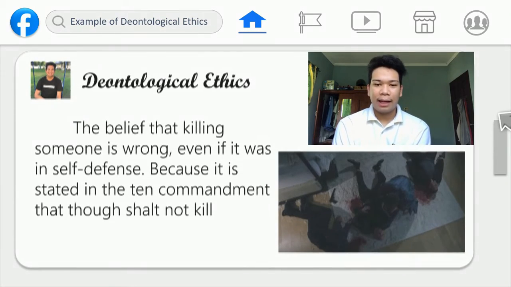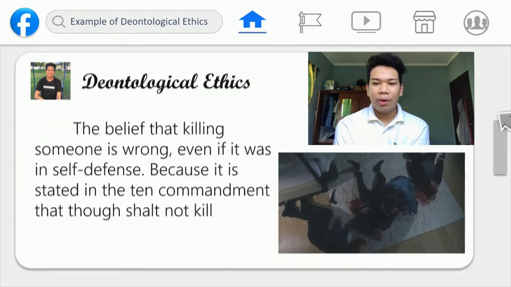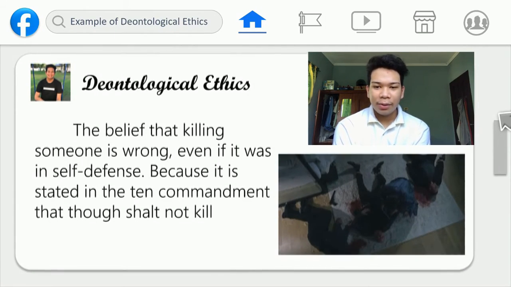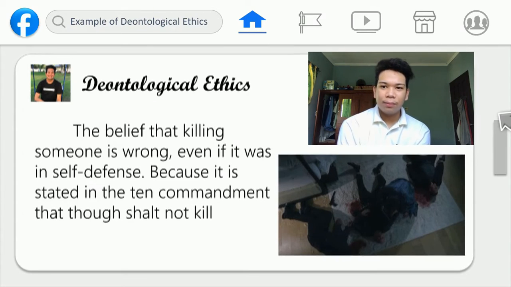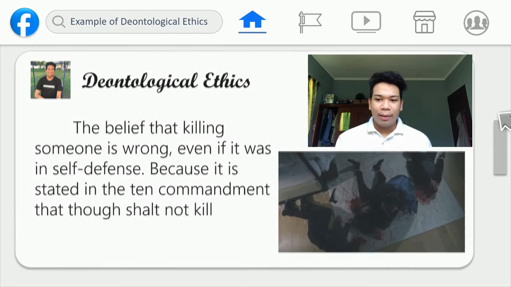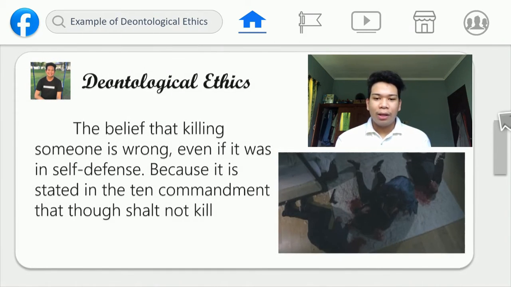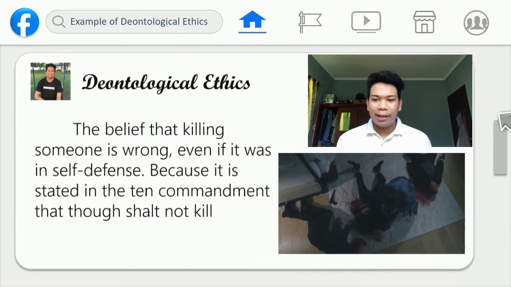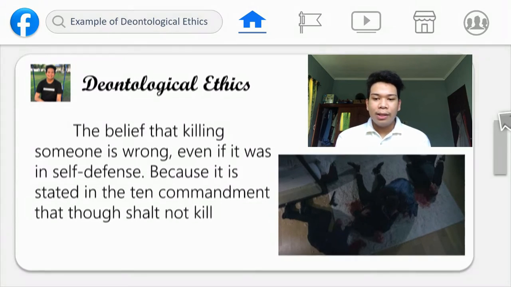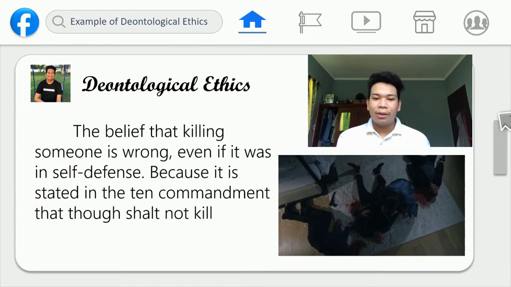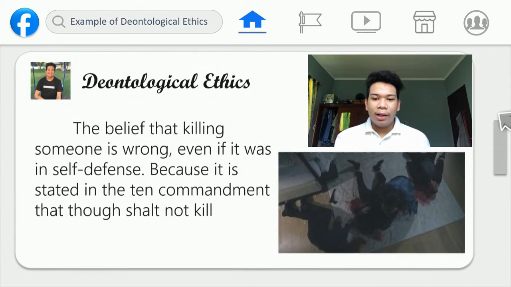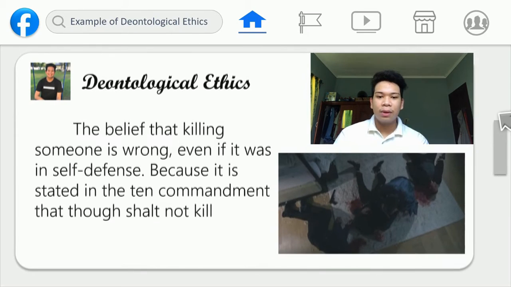An example of deontological ethics is the belief that killing someone is wrong, even if it was in self-defense, because it is stated in the Ten Commandments that thou shalt not kill. The appeal of deontology lies in its consistency. By applying ethical duties to all people in all situations, the theory is readily applied to the most practical situations. By focusing on a person's intentions, it also places ethics entirely within our control. We can't always control or predict the outcomes of our actions, but we are in complete control of our intentions.